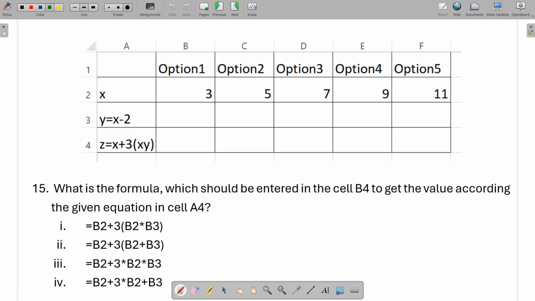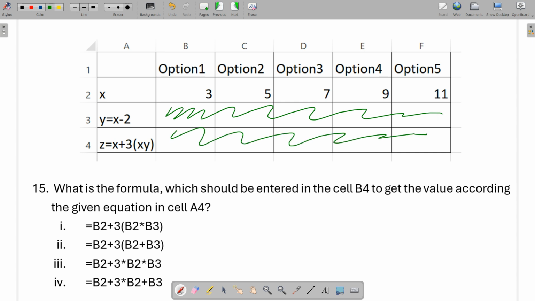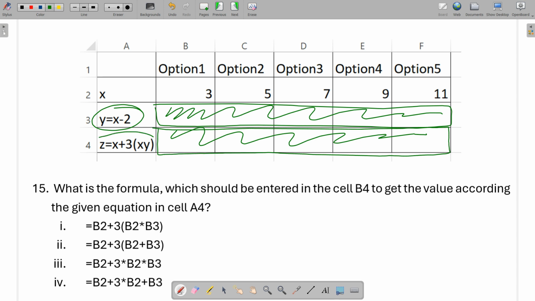All right, 15th, it's talking about the Excel sheet. They have given you some formulas in column A, which indicate the actual formulas that you have to write in the cell range. This particular cell range depends on this equation. The next cell range underneath it depends on this equation. So let's see how it's going to happen.